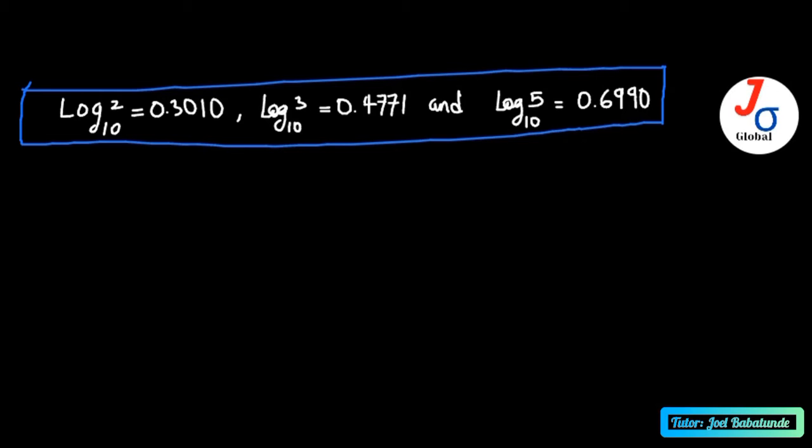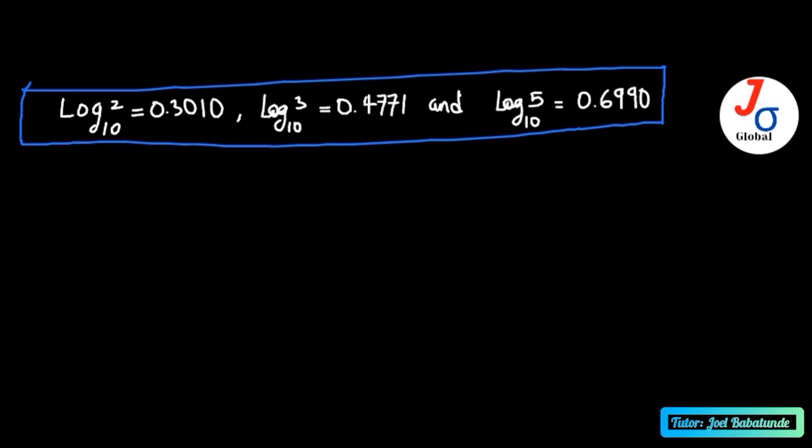So let's see. We are given log 2 base 10 equals 0.3010, log 3 base 10 is equal to 0.4771, and log 5 base 10 is actually 0.6990. And just given these values, how exactly do we find other logarithms?